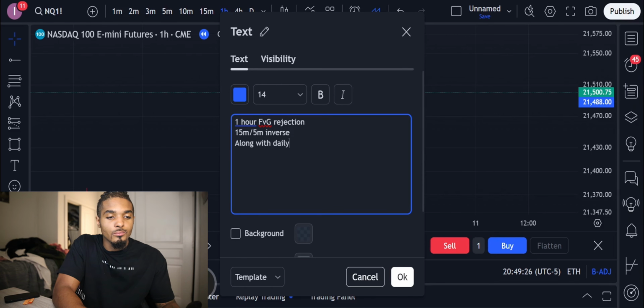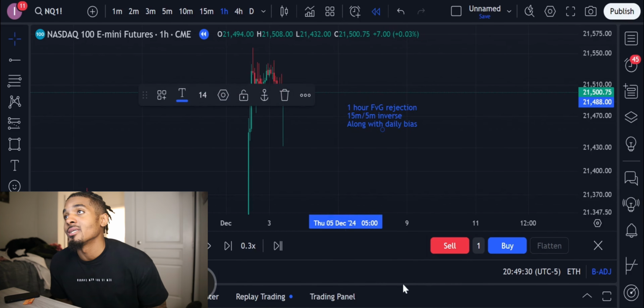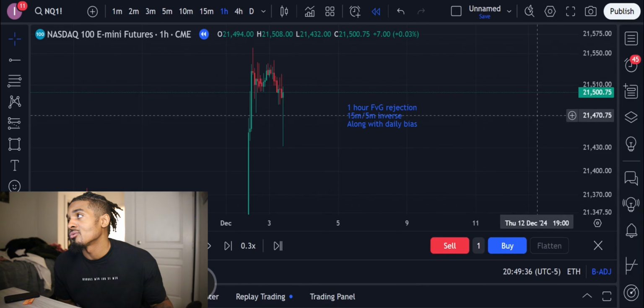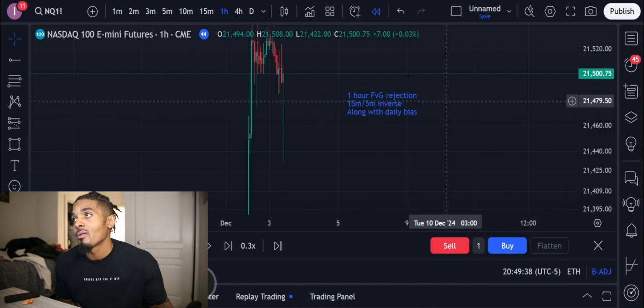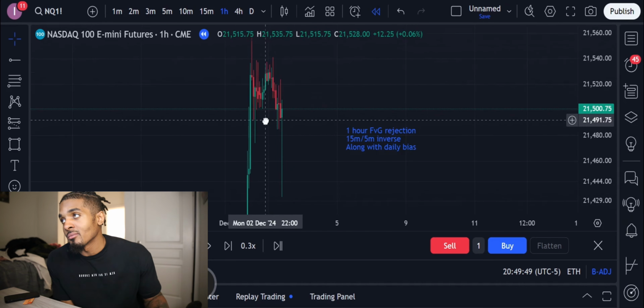Easy setup, bro. Easy thing to spot on the charts, easy way to see it, easy thing to set up, bro. It's not too much you gotta know. If you understand fair value gaps, you understand inverses, you understand price action. It's just a simple way to have a higher win rate, bro. So let me get into it.